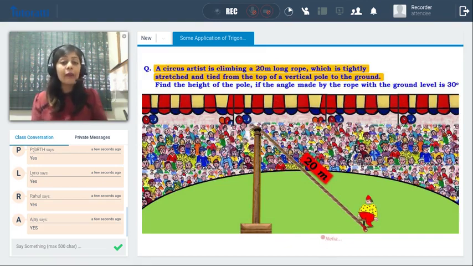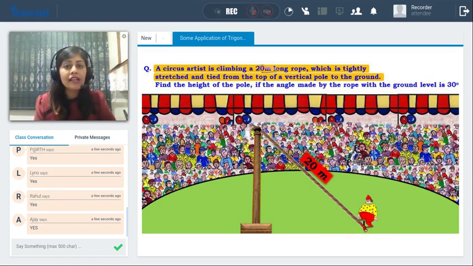Students, like I said, I'm going to focus more on how to draw the diagrams because students mostly face difficulty while drawing the diagrams. So we'll focus on that. We'll try to draw the diagrams from scratch. Okay, let's pay attention. A circus artist is climbing a 20-meter long rope. Okay, so we have a rope and the length of the rope is given, but we cannot say anything about the rope, if it is inclined with the ground or if it is perpendicular to the ground. We don't know anything about the rope.